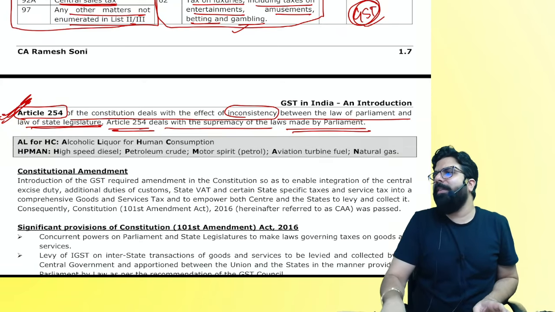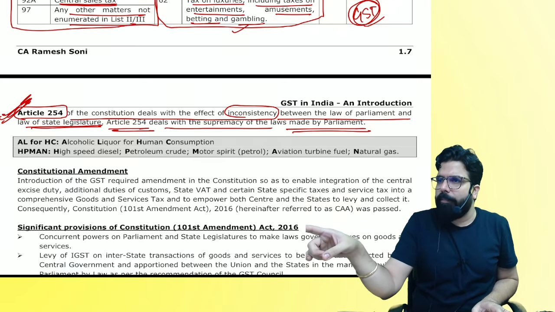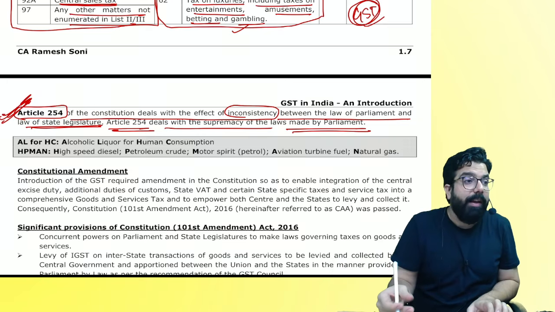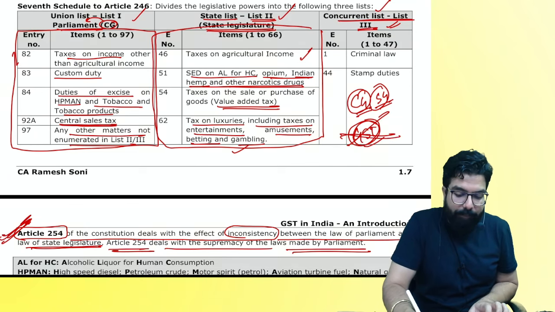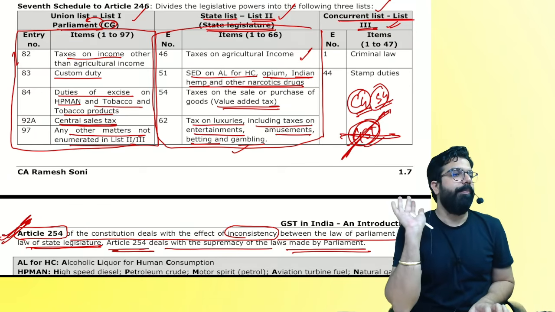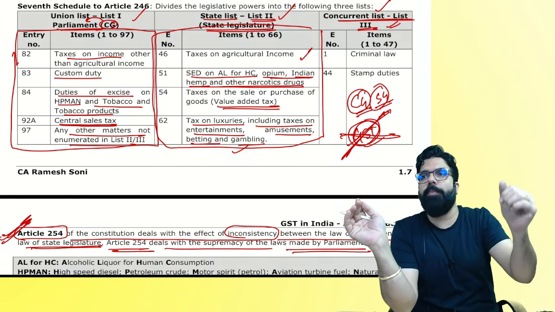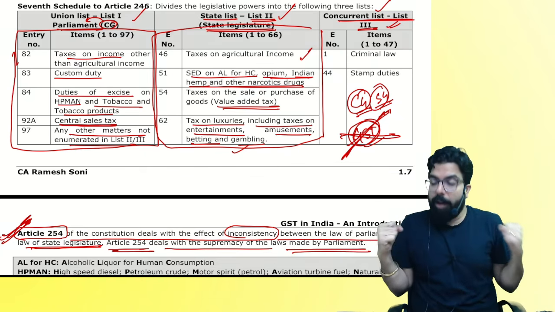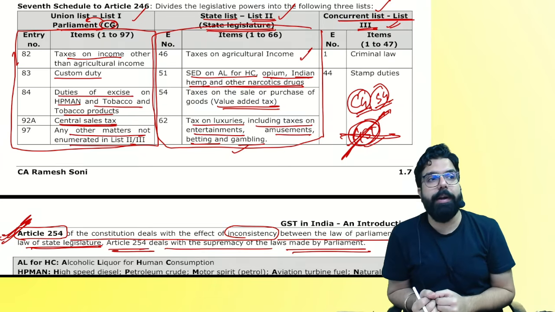If GST is included in the concurrent list, whose law will be superior always? The state governments told, see, GST is coming, we are 50-50 partners. You can't be supreme. I can't be junior, you can't be senior. Hence, since state governments told, we don't want to include GST in the concurrent list. They told central government, you can't be supreme. Both the governments should make the law. Equal power should be there to make the law for GST. Is my point clear to all?